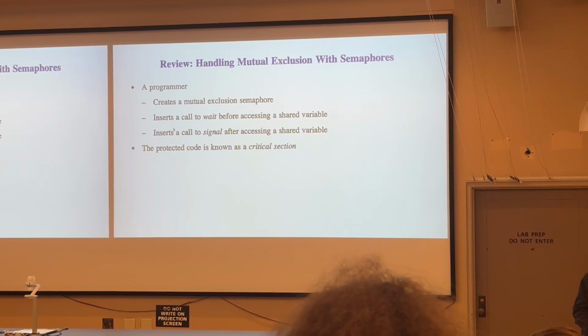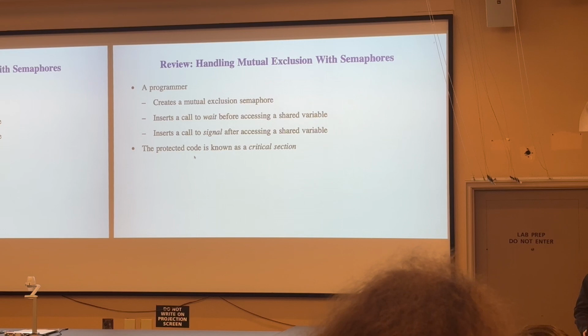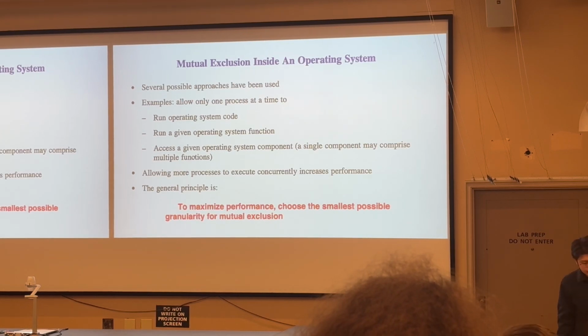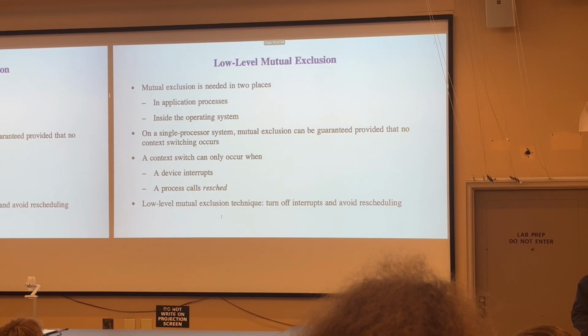So, mutual exclusion with semaphore. You need to create a semaphore first, insert a call to wait before accessing a shared variable, and call signal after accessing the shared variable. The protected code is called a critical region. This is a general principle: to maximize performance, you want to use the smallest possible granularity for the mutual exclusion.